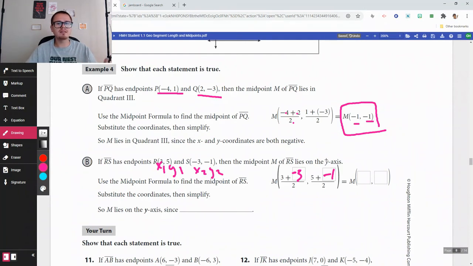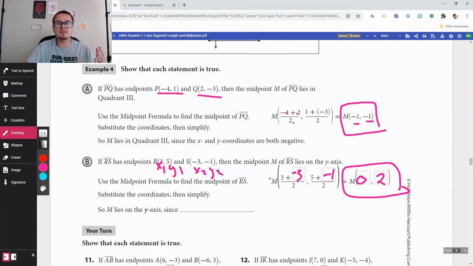What's 3 plus a -3? They're opposites. They cancel out. That's 0. So 0 divided by anything is 0. If I have no money, I can't split it between two people, because we're all going to get $0. 5 plus -1 is 4. Divide that by 2, you get 2. So that is my midpoint for that one.